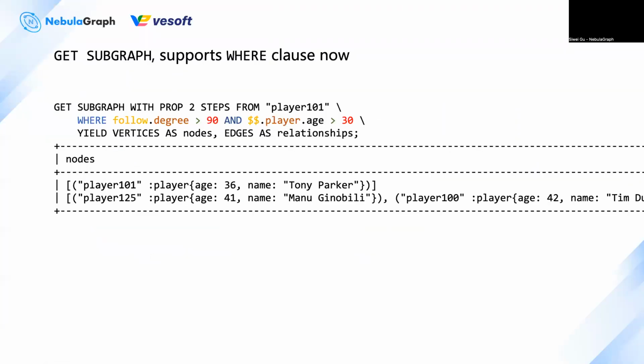This is the where clause introduced in the subgraph. Previously we didn't support this, and now you can add where follow.degree is larger than 90, and star.player.age. Be sure to check out the documentation on this, as there are certain limitations out there.